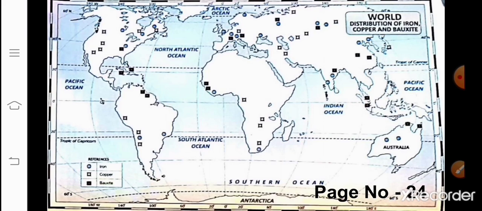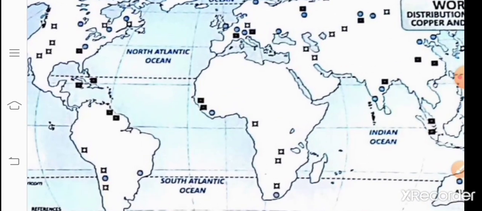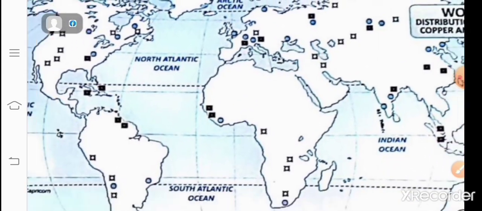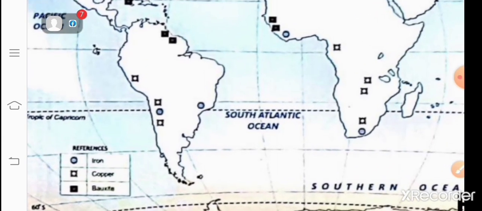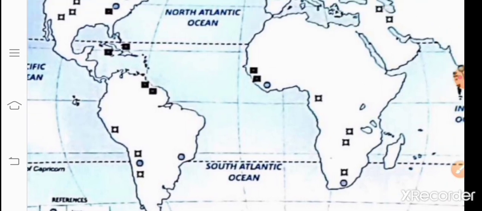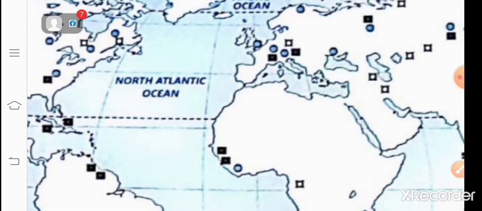Now before coming to the map for location, just understand first. You have learned the distribution of iron, copper and bauxite in each and every continent separately, right? I asked you here iron ore producing region in Europe. Now where is Europe? First see where it is. Yeah, here. In Europe, first you have to see the symbol that has been given for iron, it is this. Now you will search in Europe. Here it is given.